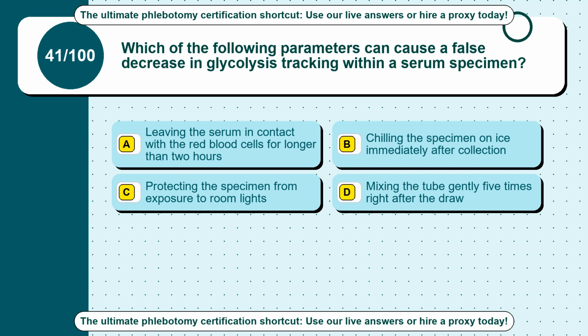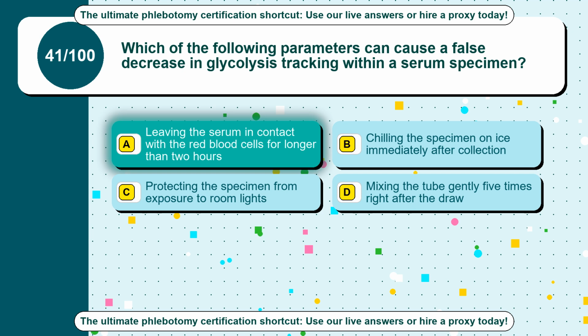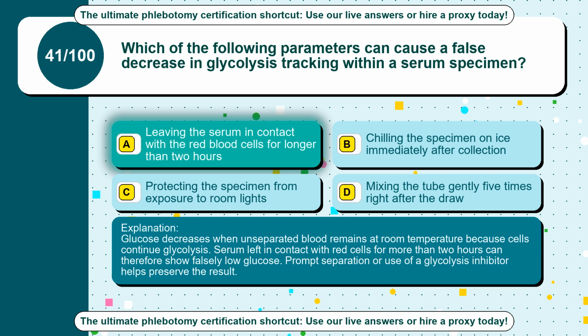The correct answer is option A. Leaving the serum in contact with the red blood cells for longer than 2 hours. Glucose decreases when unseparated blood remains at room temperature because cells continue glycolysis. Serum left in contact with red cells for more than 2 hours can therefore show falsely low glucose. Prompt separation or use of a glycolysis inhibitor helps preserve the result.